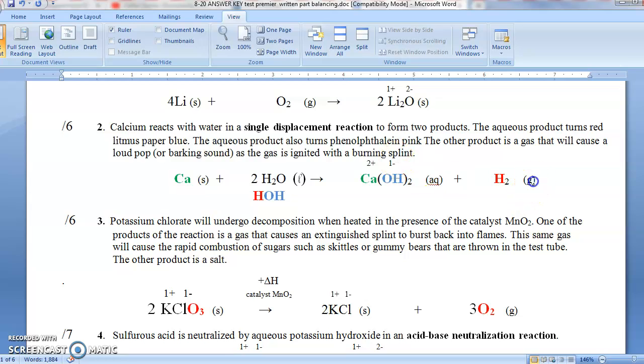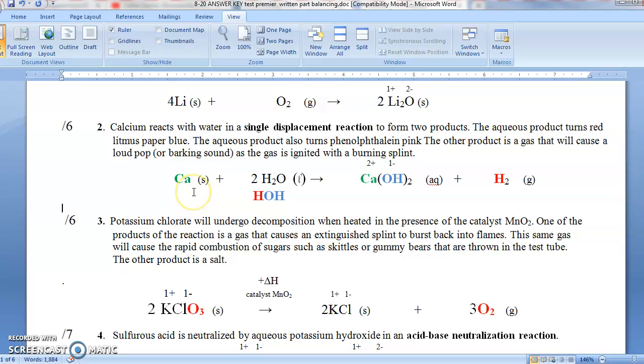The other product is a gas, and it will cause a loud pop or barking sound as the gas is ignited with the burning splint. Well, that would be hydrogen gas. Hydrogen gas will combust readily in a burning splint. Now, how are we supposed to know this? They gave us some hints, but how are we supposed to know that those hints were leading us in this direction? Well, if you remember, we had several single displacement reactions to learn.